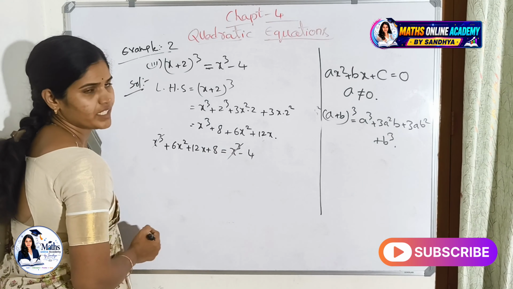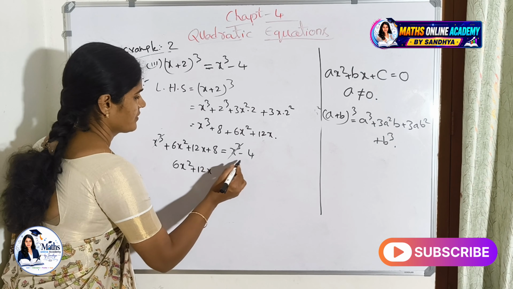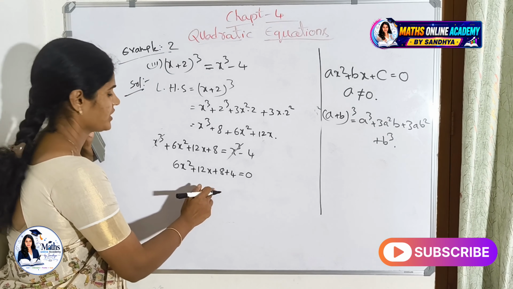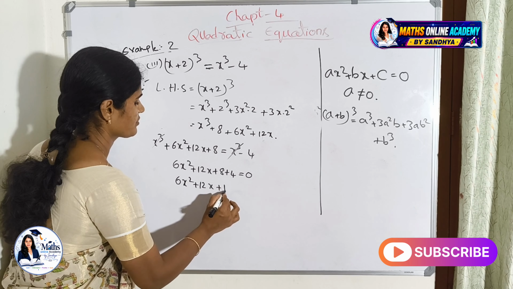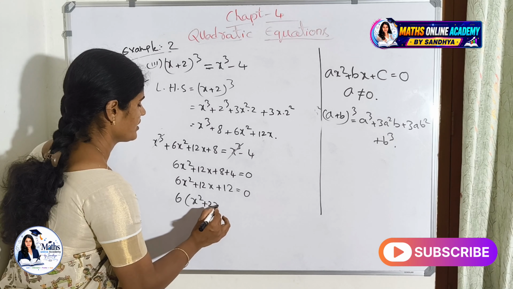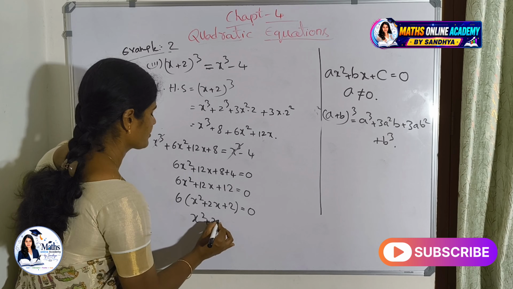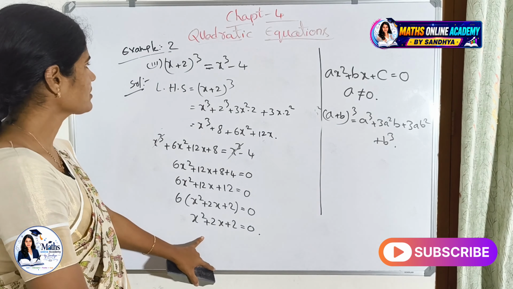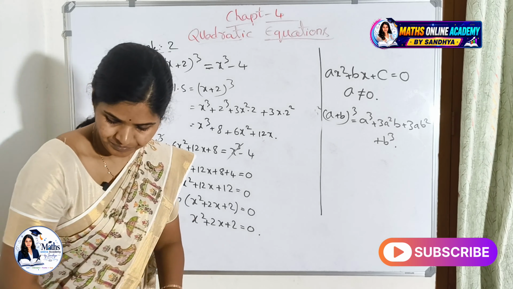Here both x cube terms are the same, so they get cancelled. Finally, we get 6x square plus 12x plus 8 plus 4. Here 8 plus 4 is 12, so 6x square plus 12x plus 12 equal to 0. Take the common 6: x square plus 2x plus 2 equal to 0. This is a quadratic equation. This is in the form of a quadratic, with power of 2.